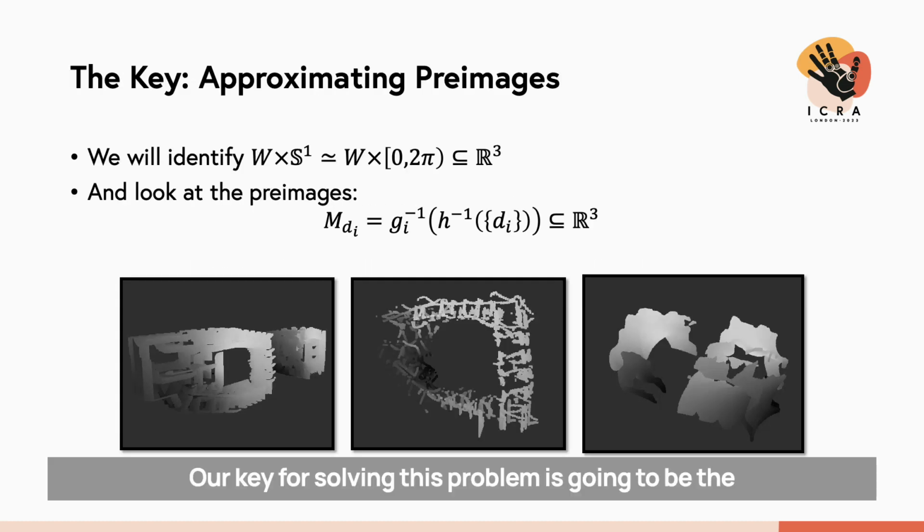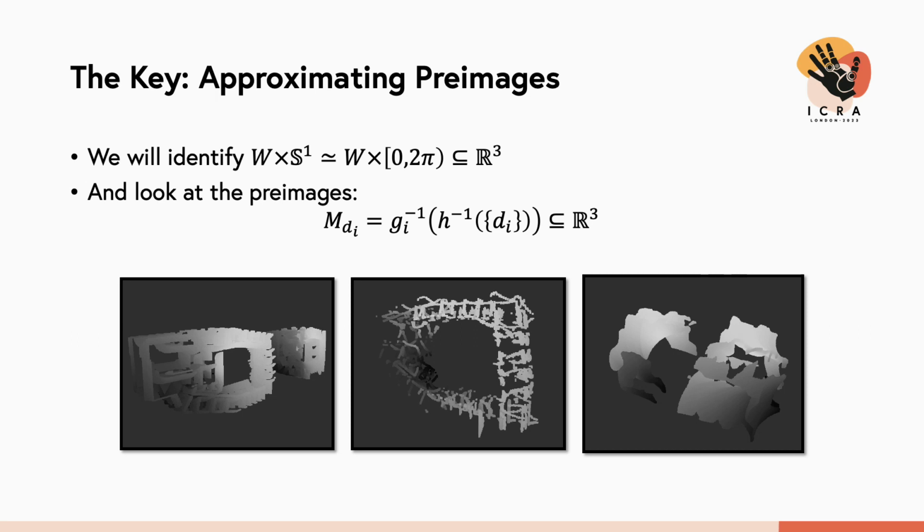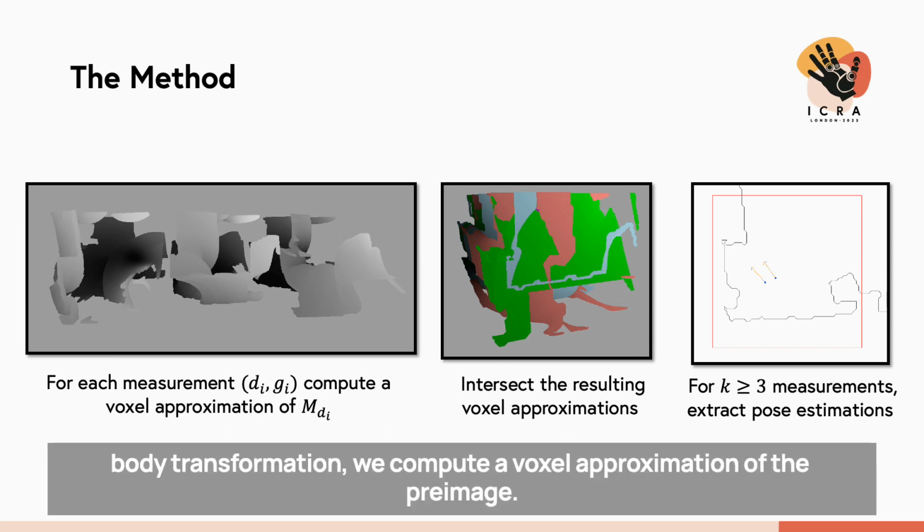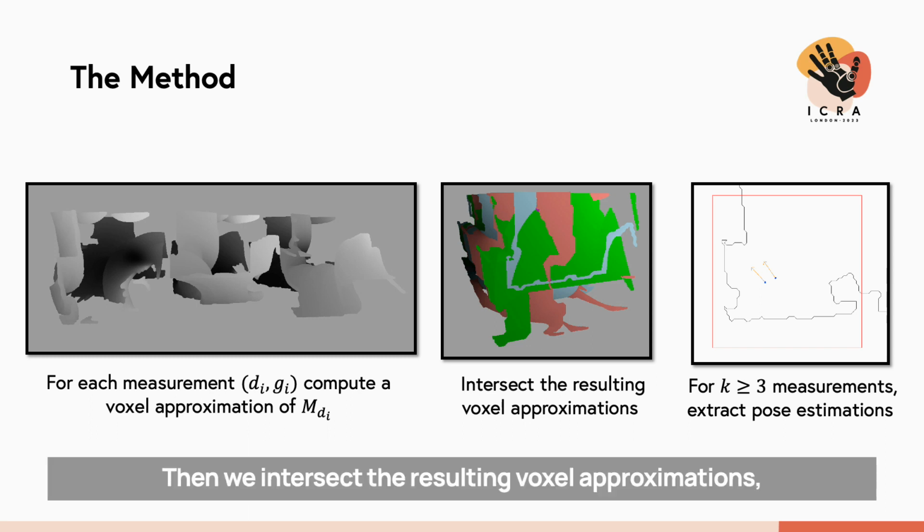Our key for solving this problem is going to be the approximation of preimages. Given a distance measurement, its preimage is defined as the set of all poses for which, after performing the corresponding transformation, we measure the corresponding distance. Our method is going to be as follows. For each pair of distance measurement and a rigid body transformation, we compute a voxel approximation of the preimage. Then, we intersect the resulting voxel approximations, and, assuming we performed at least 3 measurements, we can use that intersection to extract pose estimations.